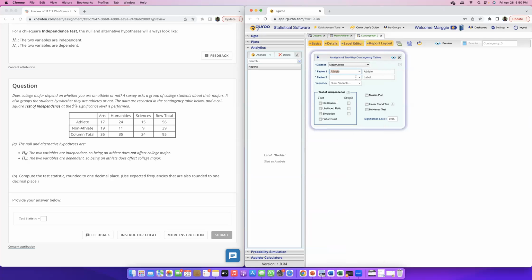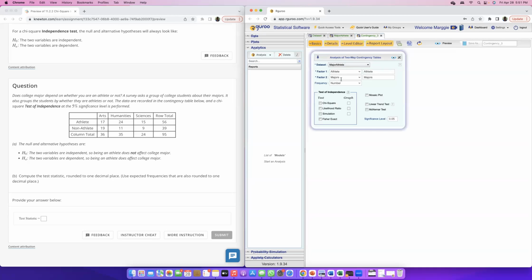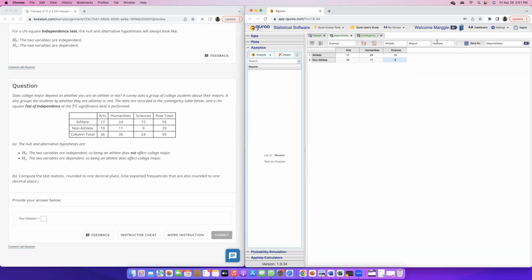We're going to choose the factors. The order doesn't matter. We just need to have one as factor 1 and the second one as factor 2. For the frequency, we're going to choose the number, so it counts the cells that we entered in here. If we use number of students, that is your frequency. So this number in here is just the label that we use.